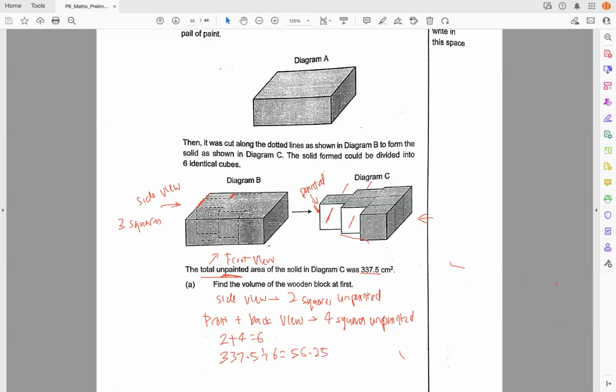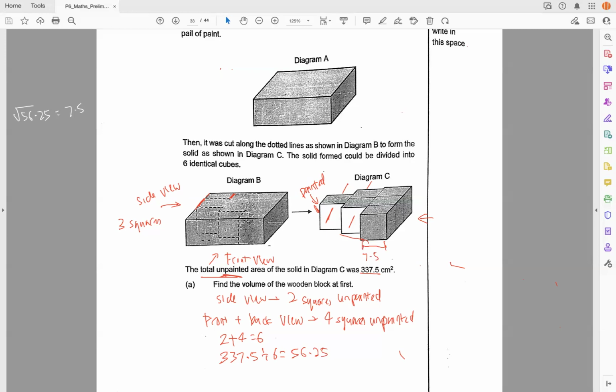Given the area of a square, you find the sides. How to find the sides? Square root of 56.25. You get 7.5. So this is the length of one side of the square. Right? So if I mark it from here to here, it is 7.5.